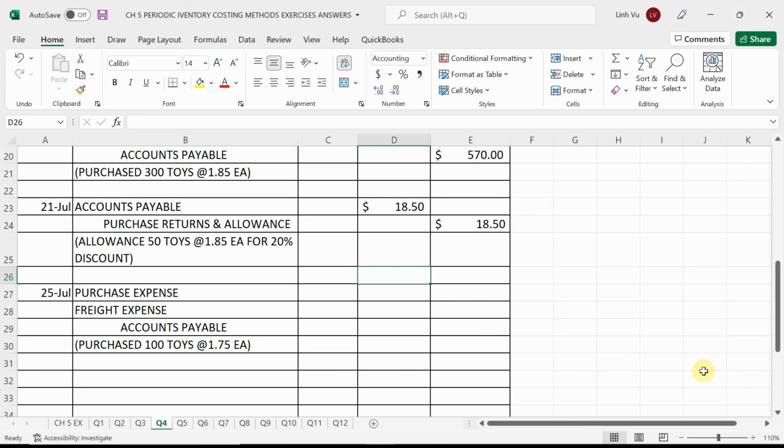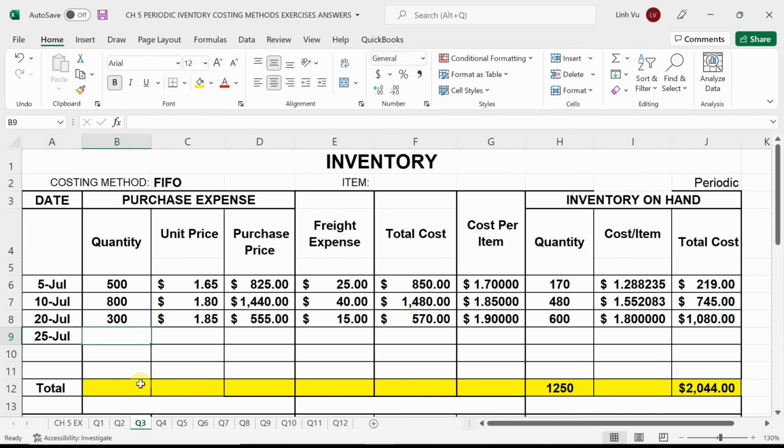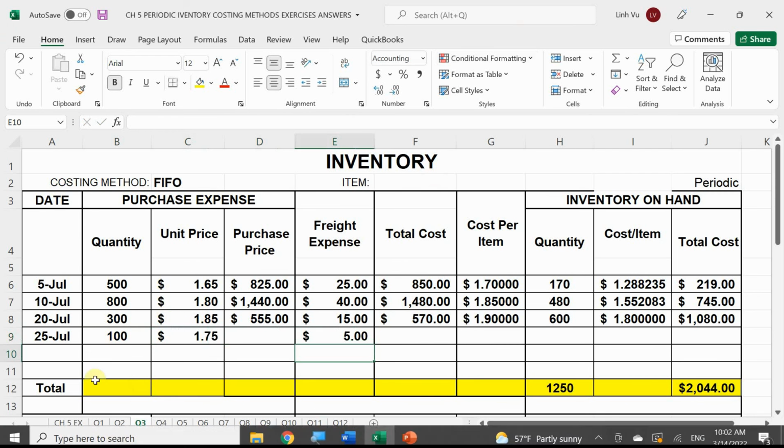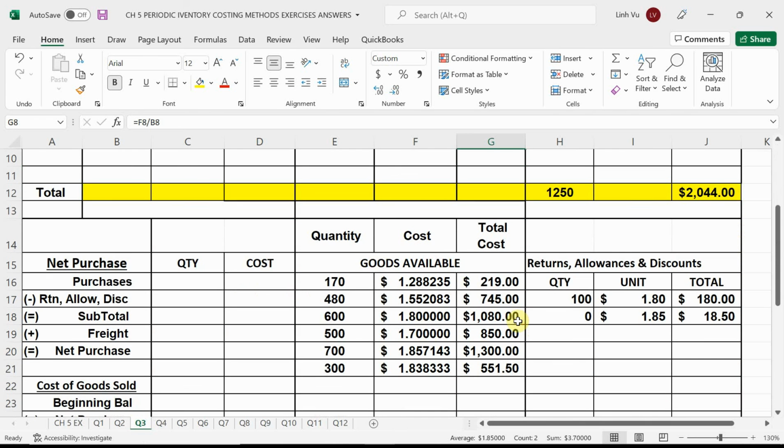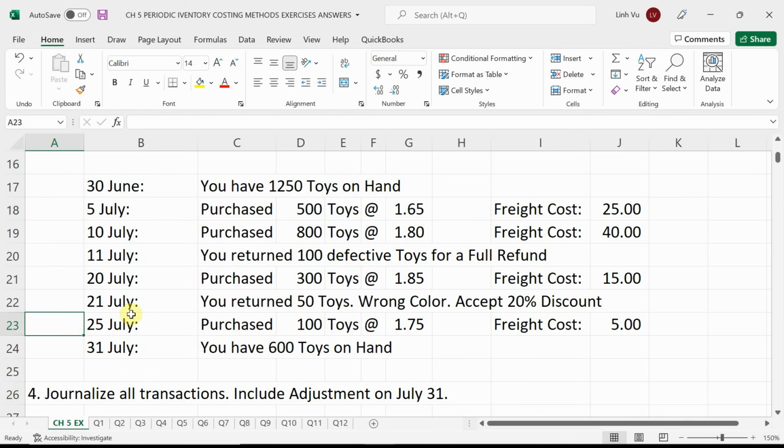Okay, so if I bought 100 items at $1.75, what is my total purchase price? $175. So 100 times $1.75 is $175, plus $5 freight. So what's my grand total that I owe? $180. Okay, so let's plug that into our inventory worksheet. On July 25th, I purchased 100 units at $1.75 with a freight of $5. So the total cost is $180, which should give me a total cost per item of $1.80.